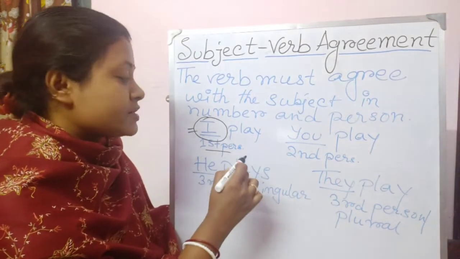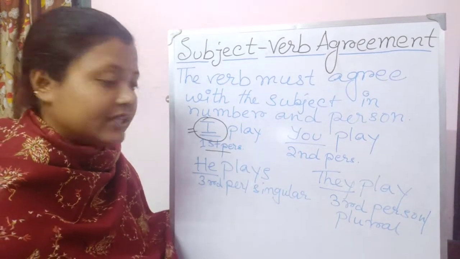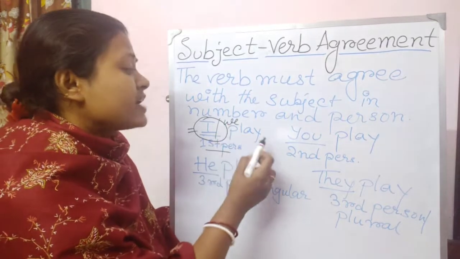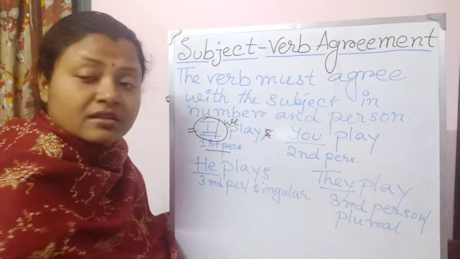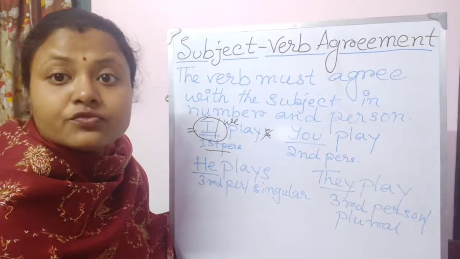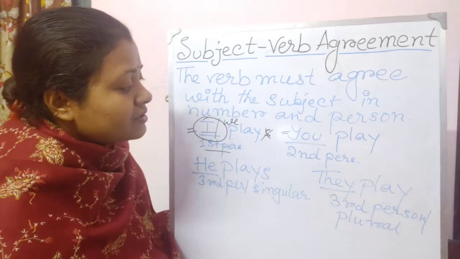After the first person, you cannot add s or es, be it in singular number or in plural number. It can be I or we. Okay? But you cannot write s. Always you have to write I play, or you can write we play. Okay? Come to the second example.